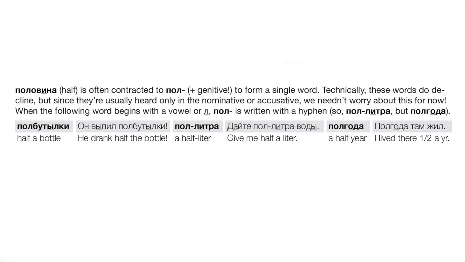Он выпил полбутылки. Пол-литра, half a liter, here written with a hyphen in front of the L. That's just a little spelling detail. Дайте пол-литра воды. Give me half a liter of water. Полгода would be half a year. Он полгода там жил, right? He lived there, or I lived there for half a year.